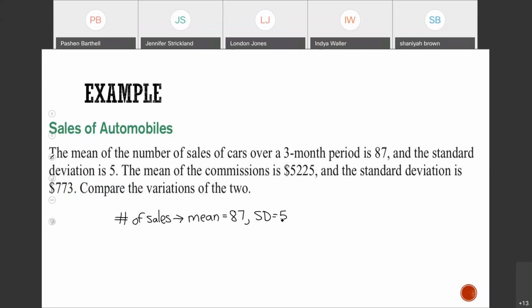The mean number of sales of cars over a 3-month period is 87, standard deviation is 5. All right, next sentence says the mean of the commission data, so he's going to compare sales to commissions, is 5225. And the standard deviation is 773. Okay, so just in your notes, be sure that you jot down your information there. And then they basically want to know the same thing. Which data set has more variation? That basically means which data set is more dispersed.